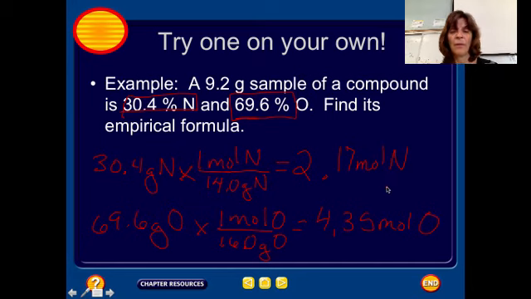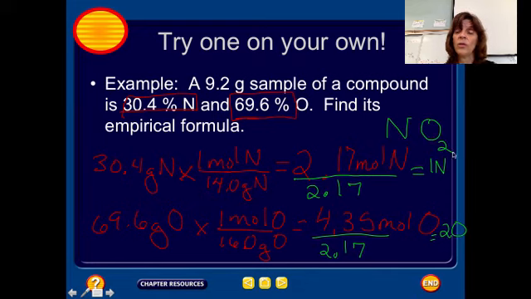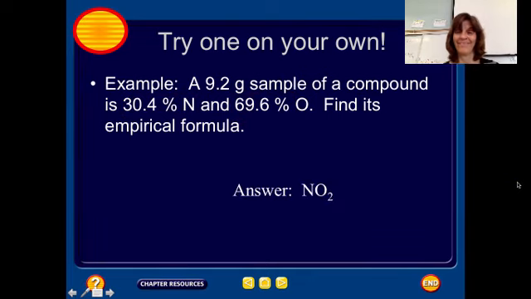All right, again, it's kind of hard to see the ratio here, although it's a little easier than last time. So if I change the color, we can divide these both by the smaller number, which is 2.17, and find out what the whole number ratio is. So that tells me that for every 1 nitrogen, I get 2 oxygens. Nitrogen is to the left of oxygen on the periodic table, so I'm going to guess that this formula is NO2. Clear the screen of my work and let's find out. The answer indeed is NO2.